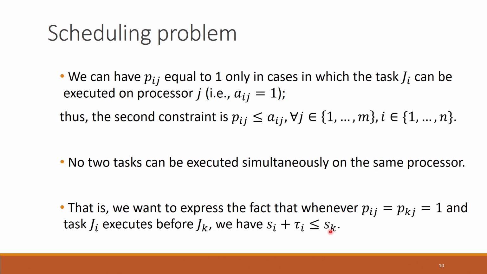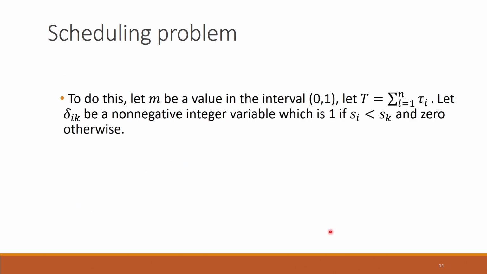If it is given that both of these two tasks are executed on the same processor and task Ji executes before Jk, in order to represent this constraint, we will be using a constant m here, which is taking value in this open interval 0 to 1. We also have this value capital T given to us, which is the sum of the processing times of all of the jobs that are present. There are n jobs here.